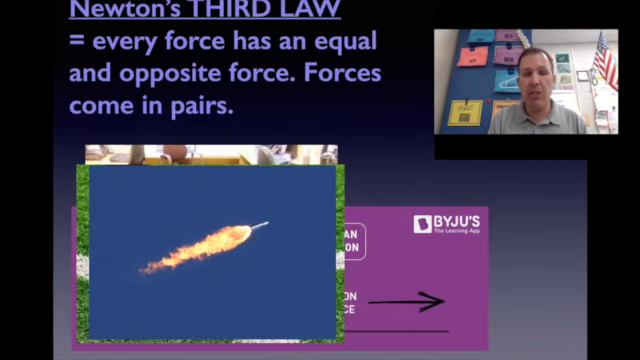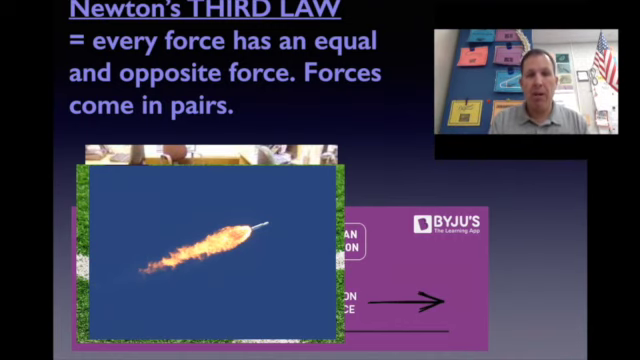Think about it this way too. When a rocket shoots off in the sky, the exhaust is shooting backwards, but the rocket then pushes forward. So there's a great example of Newton's third law. The fire and fuel is going out the back, and the rocket moves forward. They're going opposite, equal and opposite.